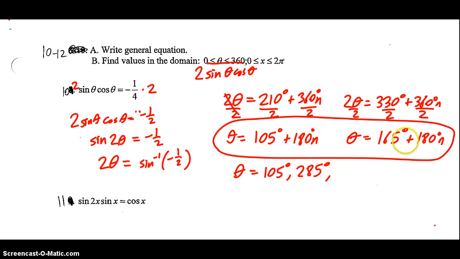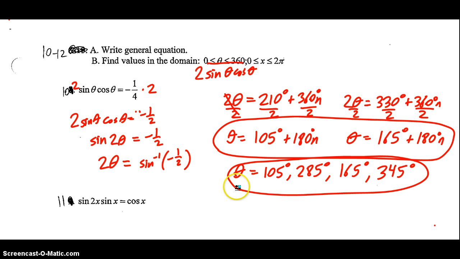Let's do this one, 165. Again, can't subtract 180, so 165 is one. And we can add another 180, and that will be 345 degrees. So all 4 of these will work for this particular problem. All right, let's try the next one.